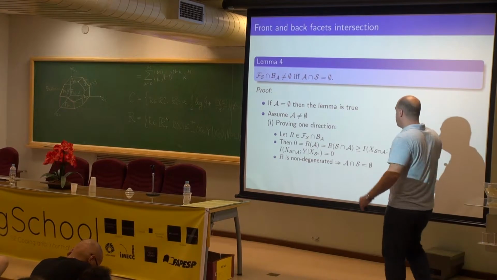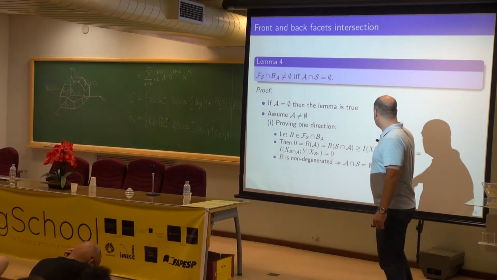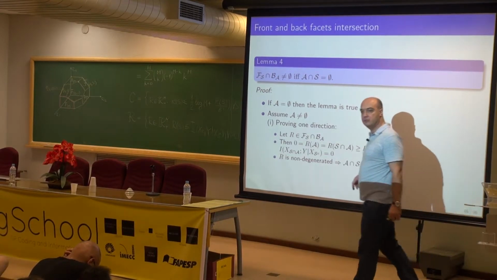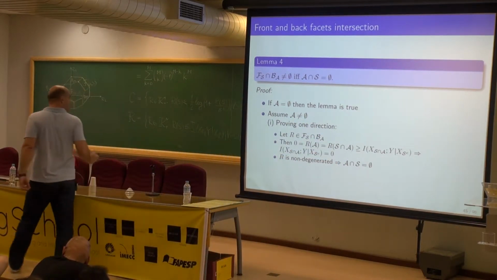So it must be that this must be 0. In order to have this mutual information 0, we must have 0 here. It's like the empty set, the intersection with S.